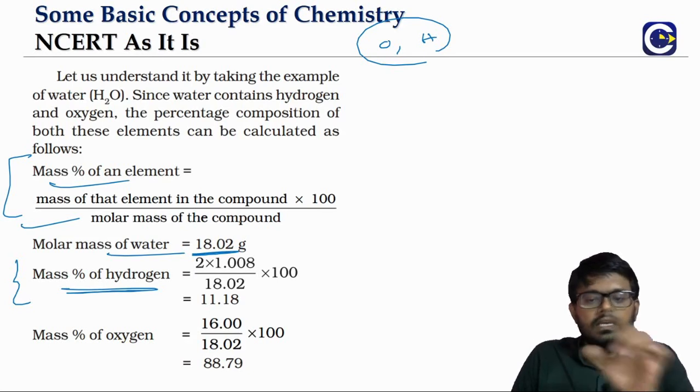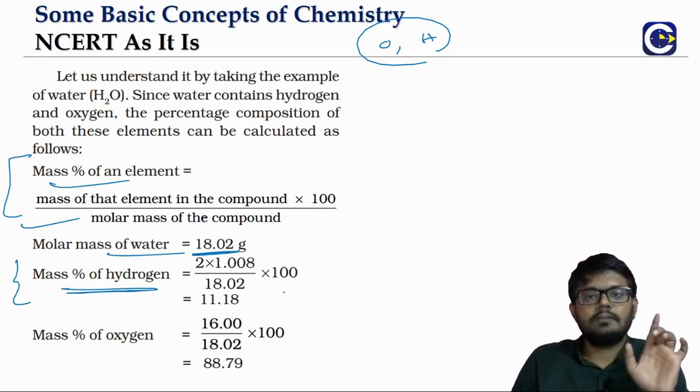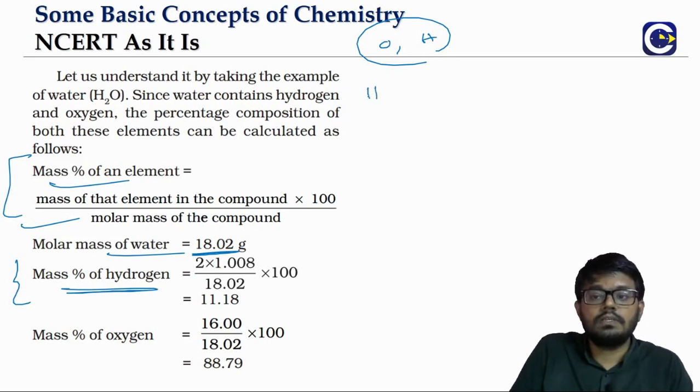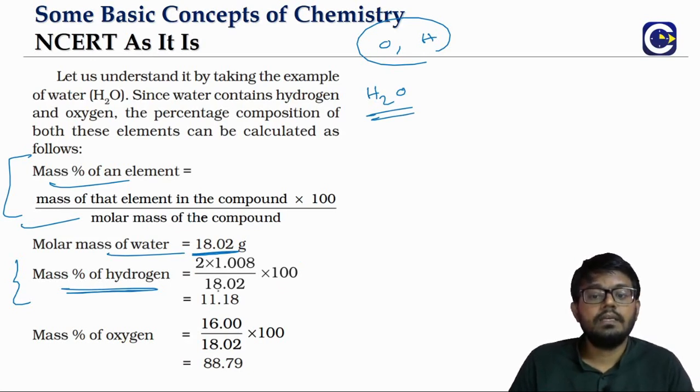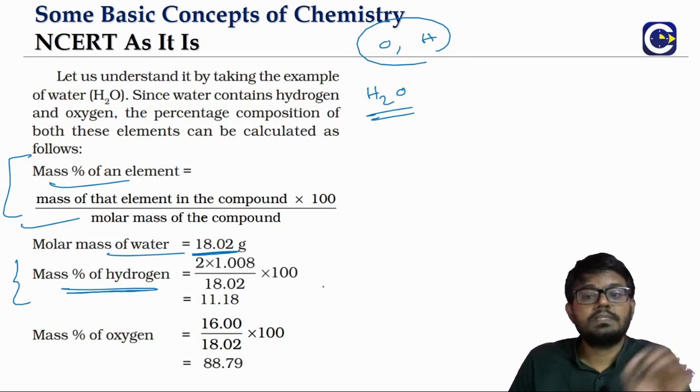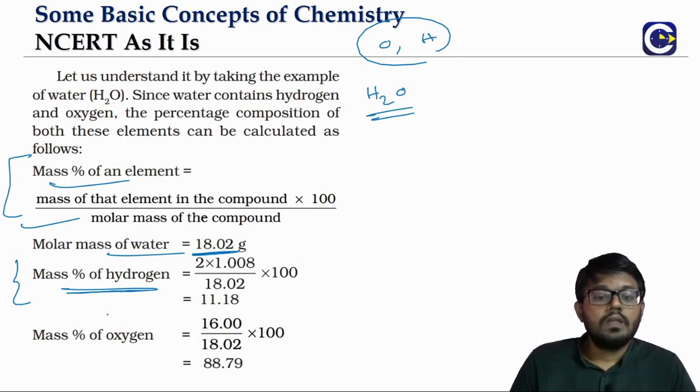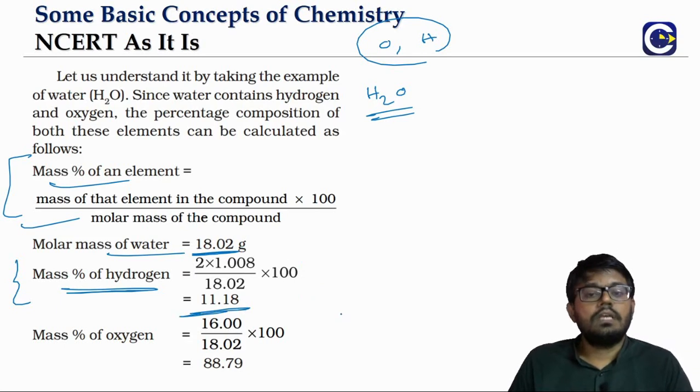The mass of that element divided by molar mass times 100. So what is the mass of the element? We have two hydrogens, so 2 times the mass of each hydrogen, 1.008, divided by 18.02 times 100. That will give us the mass percentage, and that value comes to 11.18.